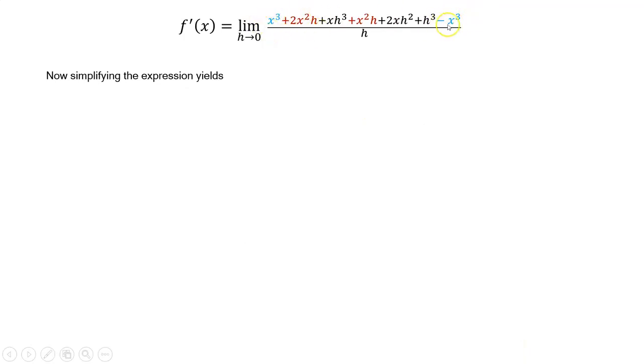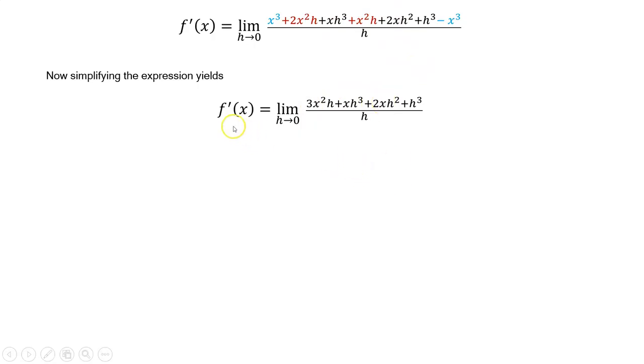x cubed and negative x cubed will cancel each other out. They're additive inverses. These are like terms, 2x squared h and x squared h. So we can add those two together and get 3x squared h. And the rest of the terms are the same.